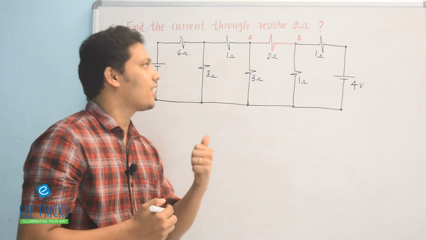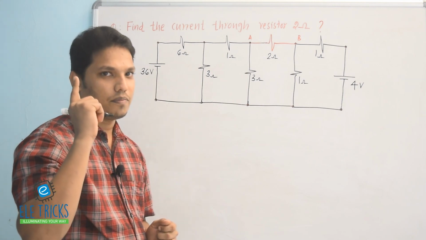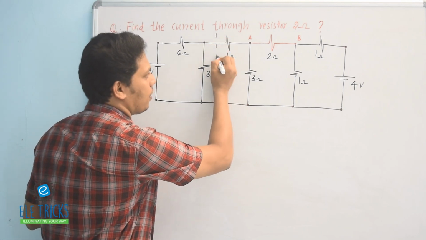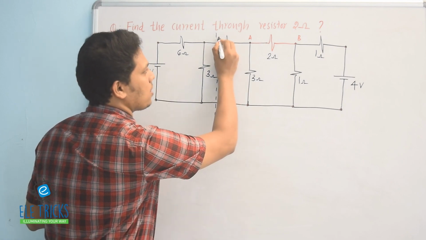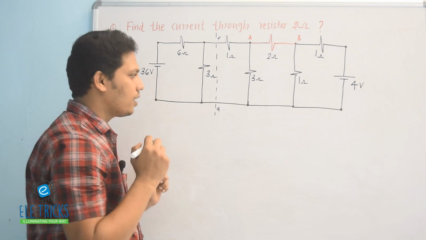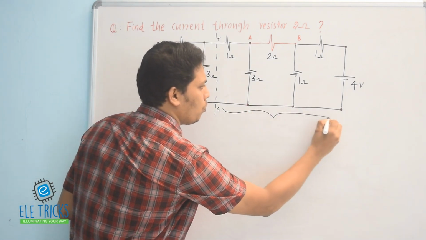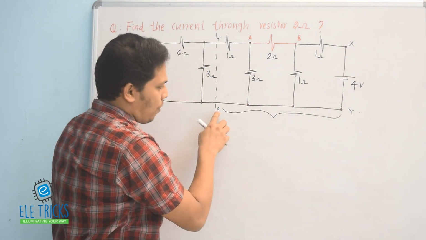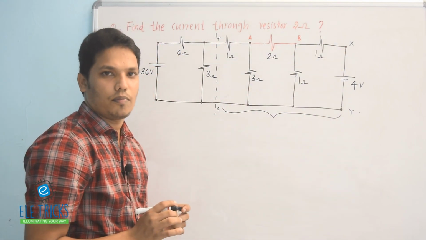Shall we approach this question in a different way? You just listen carefully. First step, I am breaking my circuit from here, and I mark this as P and this as Q. Then I mark this terminal as XY. From Q to Y, the whole circuit is considered as a load.